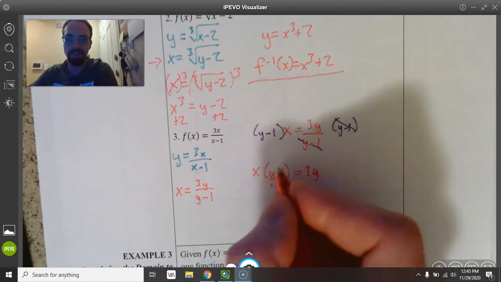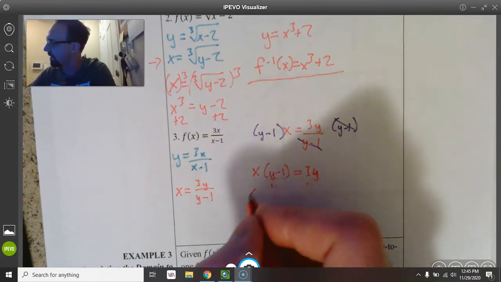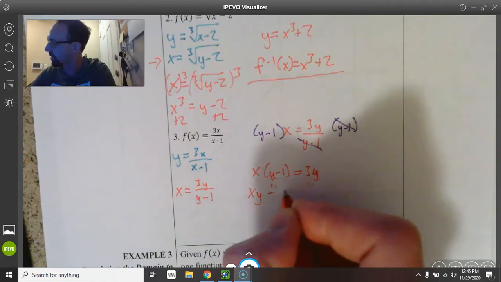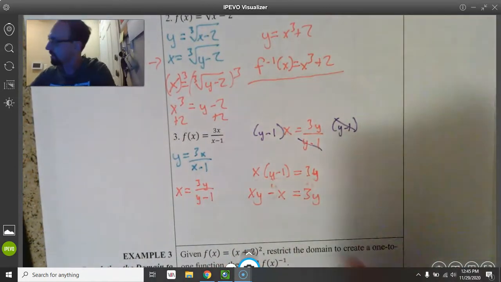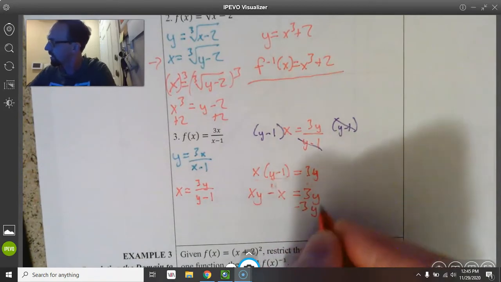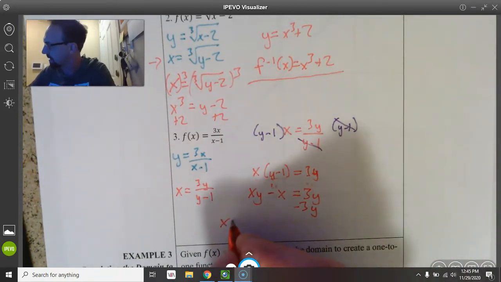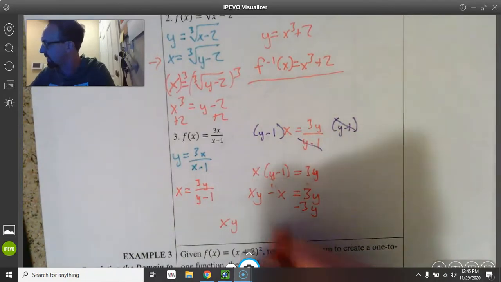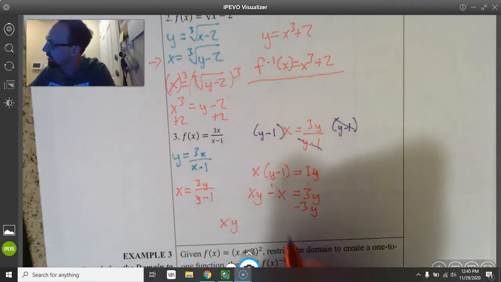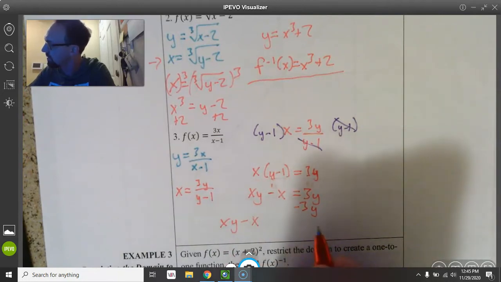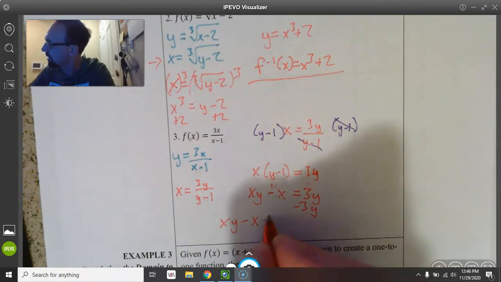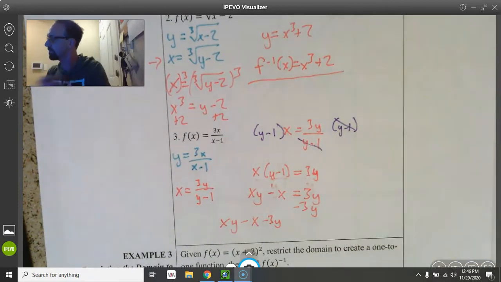Taking it back, I actually need to distribute x times y and x times negative 1, so I get xy minus x equals 3y. Now I can subtract 3y from both sides. I knew I was going down the wrong path because I started dividing by y, and we don't want to divide by the variable that we're solving for. So I have xy minus x minus 3y. There we go.